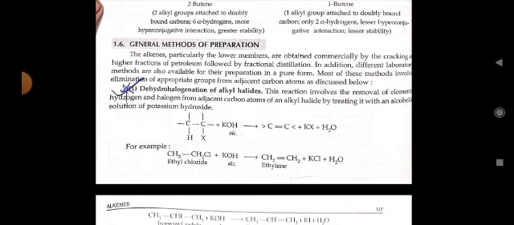Dehydrohalogenation of alkyl halides. This reaction involves the removal of the elements of hydrogen and halogen from adjacent carbon atoms of an alkyl halide by treating it with an alcoholic solution of potassium hydroxide. For example, ethyl chloride with alcoholic potassium hydroxide gives ethylene plus potassium chloride plus water.